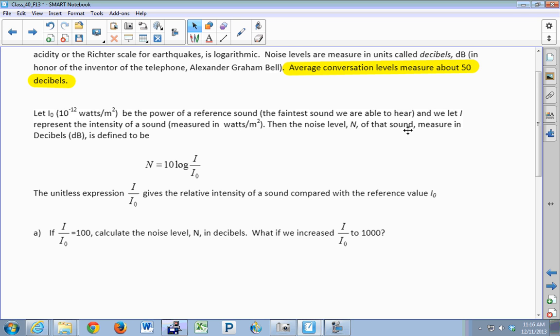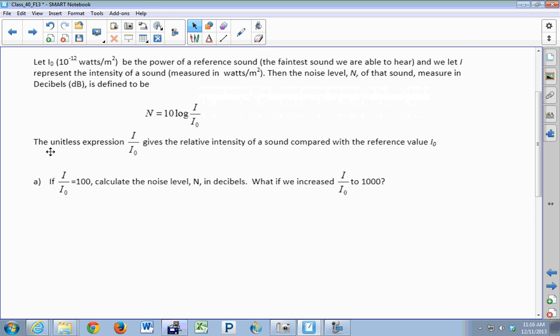Then the noise level of that sound, measured in decibels, is defined to be 10 times that log. All right, so this is unitless. I divided by I sub naught, they have the same units, so they're unitless. It gives the relative intensity of a sound when it's compared to the reference sound, which is the very faintest. So an average conversation is 50 decibels. I don't want to give away the answer yet, but that's compared to the faintest sound detectable.